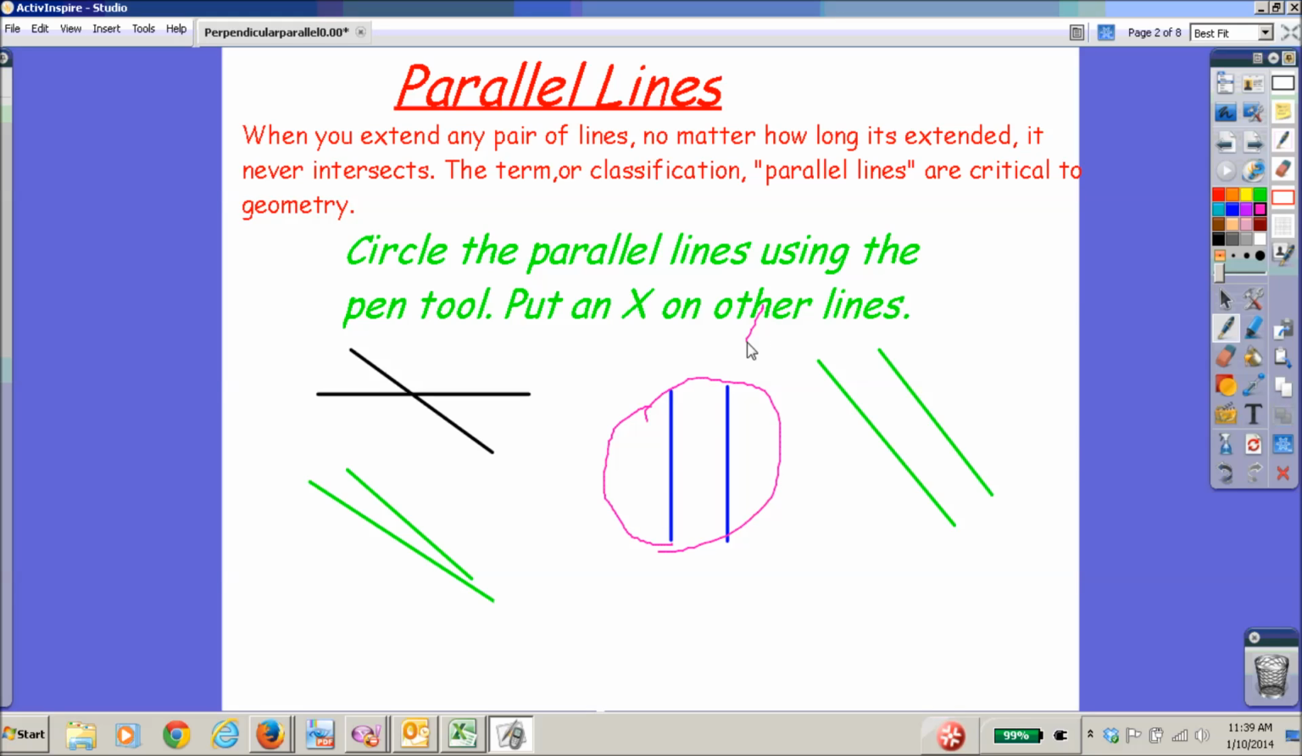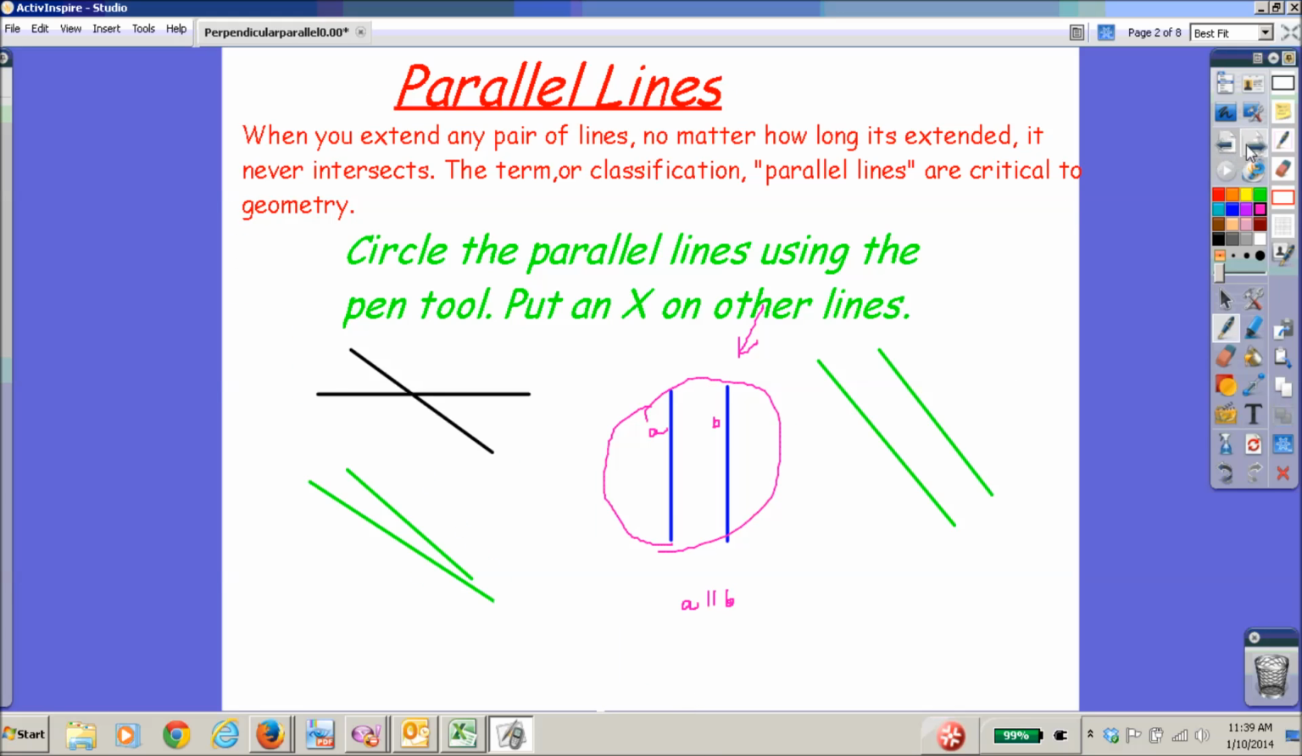This is the standard symbol for parallel. So if I wanted to say two lines are parallel, let's say this is line A and this is line B, the way I would write that is A is parallel to line B. You use a little parallel symbol.